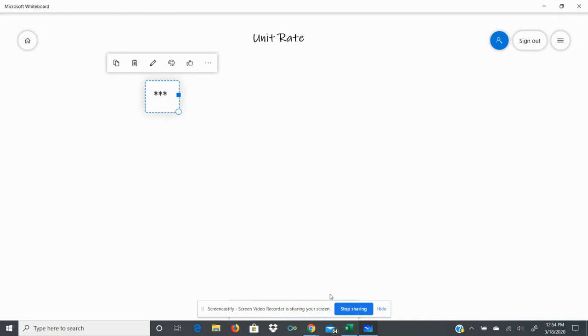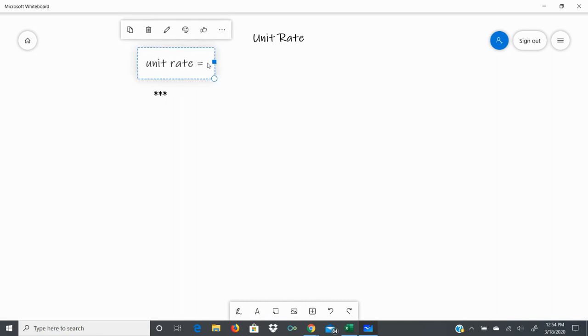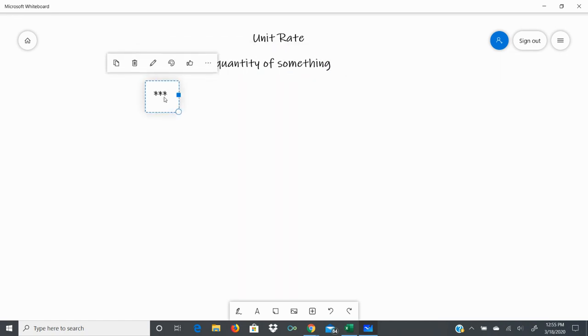So unit rate has a definition of... sorry, I lost my typing thing. Okay, so unit rate is one quantity of something. I can't really tell you what that something is until we have a question that has some context in it, which I'll give you in just a second.